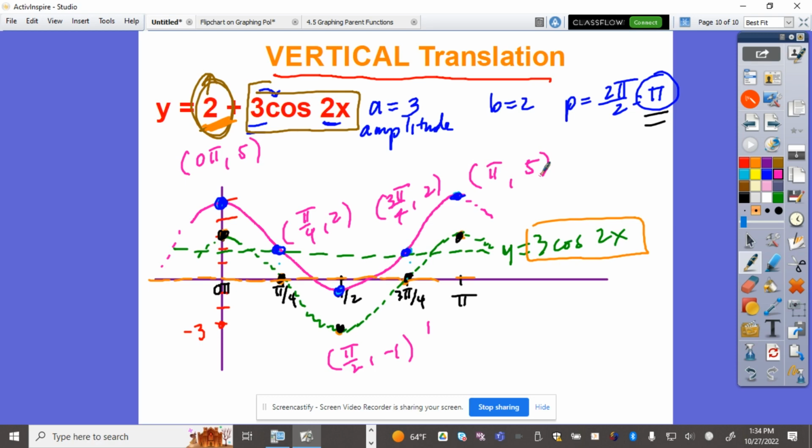And there you have it. And that's how you graph and how it shifted by a vertical translation of 2 for the cosine curve 3 cosine 2x. And as always, kaboom.